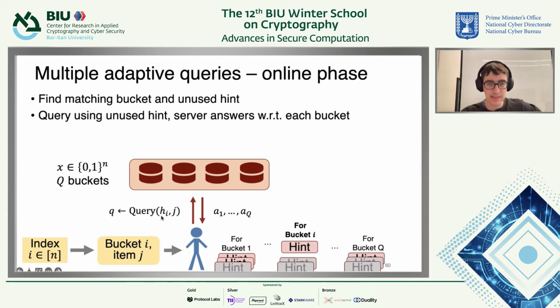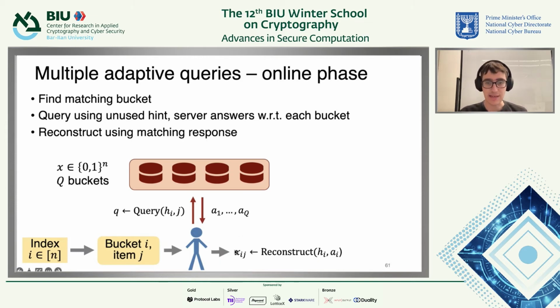And now the client will use this unused hint H_I to query its index of interest within the bucket, and will send it to the server, either the right server in the two-server case or the only server in the single server case. And what the server does is it now runs the answer algorithm on the client's query for each of the buckets. The client only cares about bucket I, but the server doesn't know what I is. So the server just runs that same answer algorithm with respect to each bucket, gets back Q answers, and sends them back to the client.